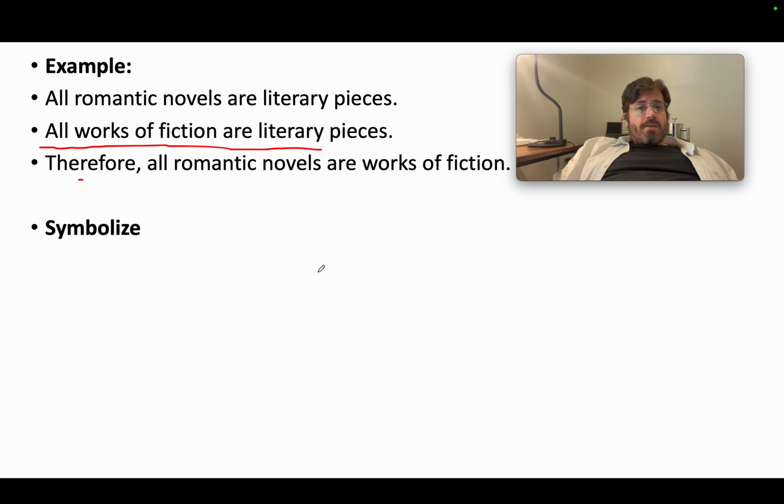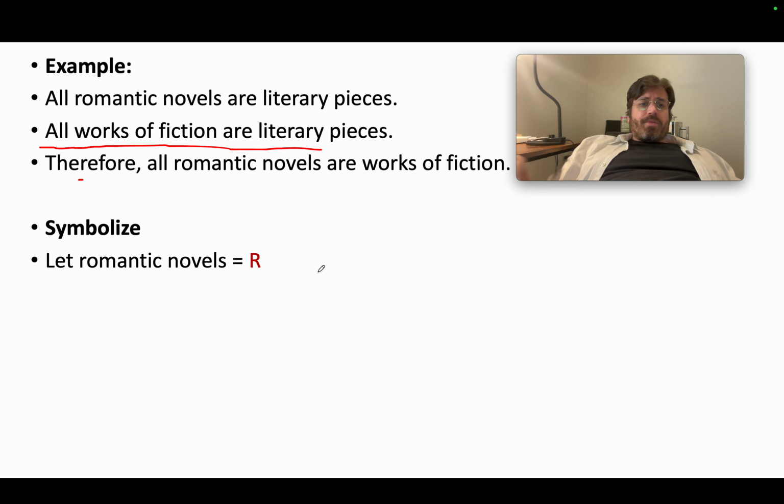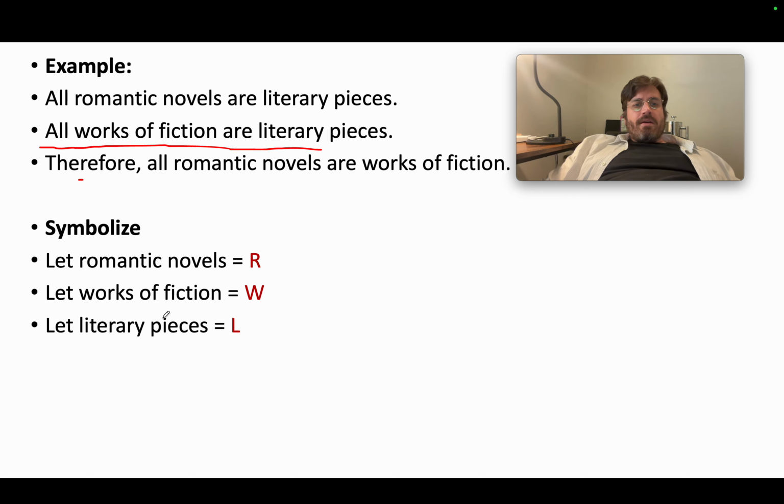So let's symbolize this argument so we can clear away some of these clunky class terms and some of this non-logical vocabulary into logical units. Let R represent romantic novels. The letter R is going to stand in for romantic novels. Let W stand in for works of fiction. W is a work of fiction. And let L represent literary pieces. So please rewrite this argument in its formal structure using this notation.